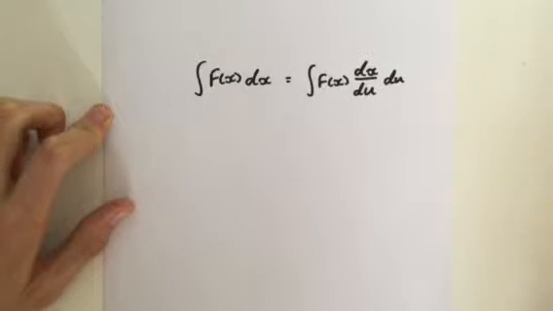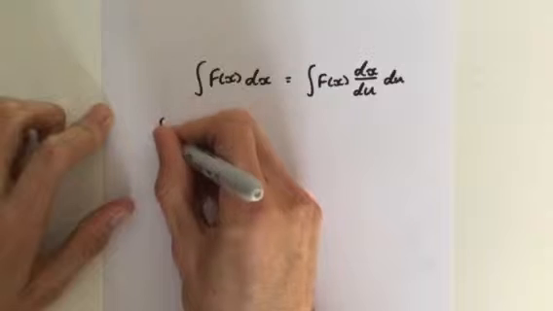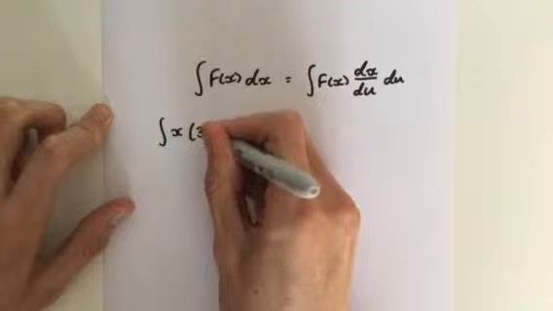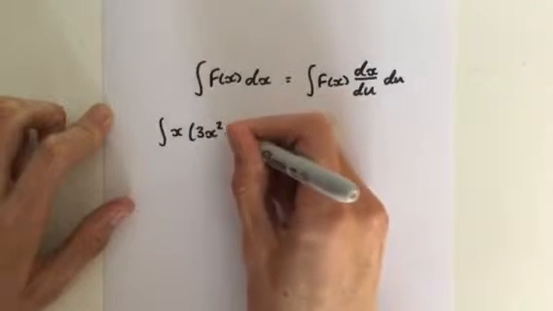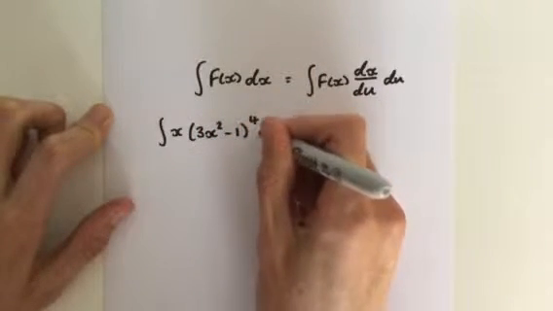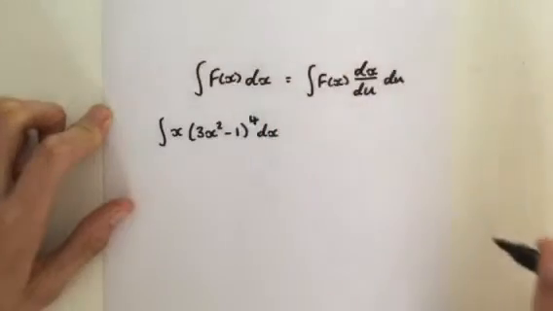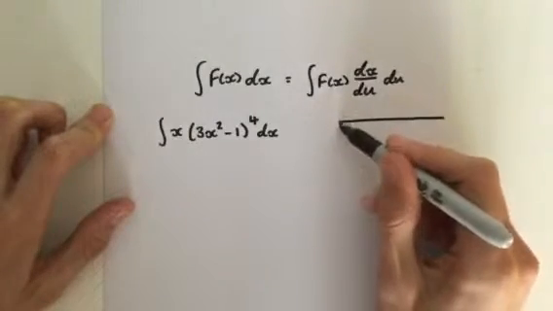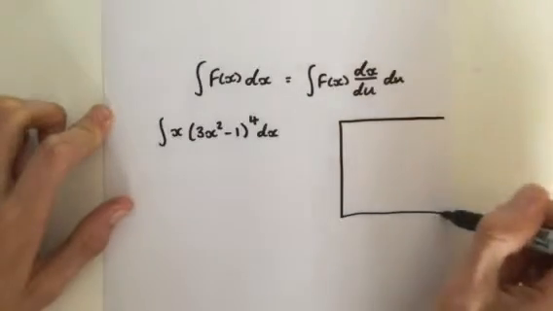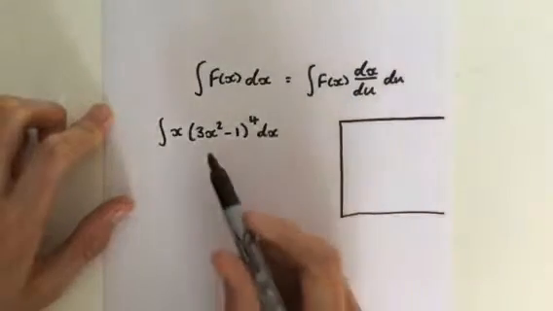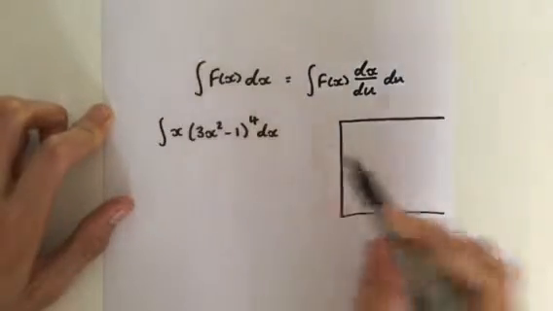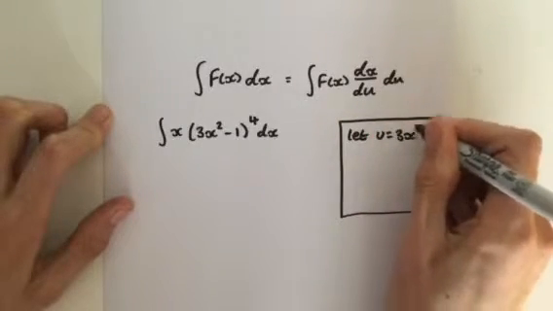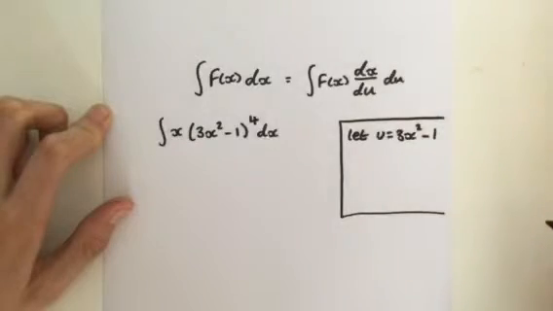So the first example is going to be the integral of x multiplied by (3x squared minus 1) to the power 4 dx. Okay? So in this little box, we're just going to do some quick calculations. Let u equal 3x squared minus 1, that's what I meant to say.